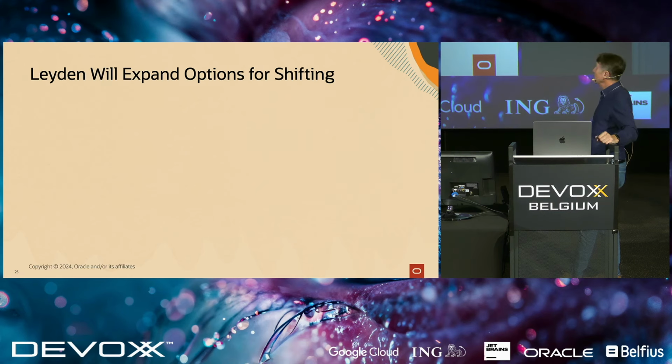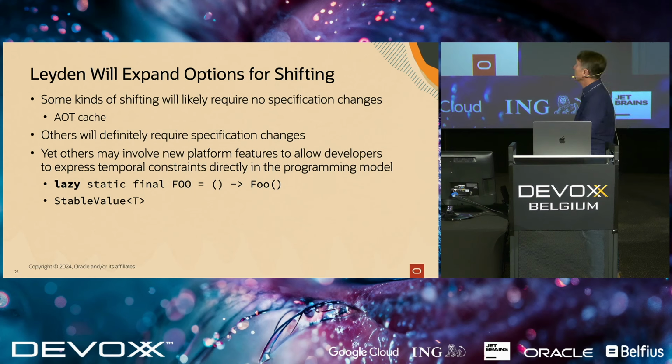And later, we'll then expand options for shifting. So some of them will require no specification changes, like something we call the AOT cache. Now, the AOT cache is a new thing, an ahead-of-time cache, where we put stuff, and we can use that cache when we start up to be able to start much quicker. And we are also thinking about other things. For example, we have something called stable value that Maurizio and I have been working on lately.